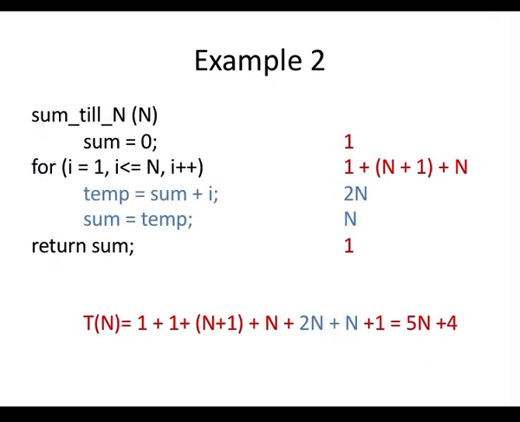Now let's look at another, more complicated example, where we add a variable called temporary: temporary equals sum, and then sum equals temporary. These are additional lines that just make our algorithm more complex, and the complexity increases. You see 5n plus 4.